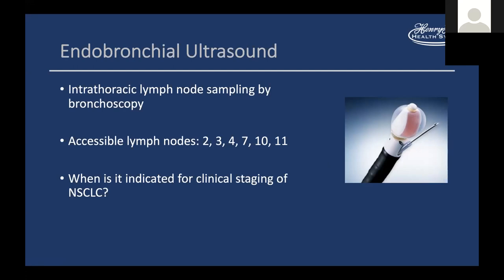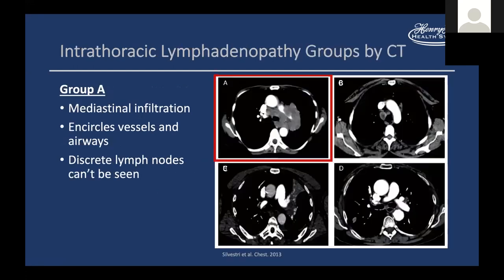So in order to discuss when it's indicated, the ACCP guidelines split the intrathoracic lymphadenopathy into 4 different groups to make it clear about when it's indicated. So group A involves patients who have mediastinal infiltration. So as you can see here, the mediastinum is completely infiltrated with cancer. It may or may not encircle vessels, and there's not clear lymph node anatomy here due to the infiltration.